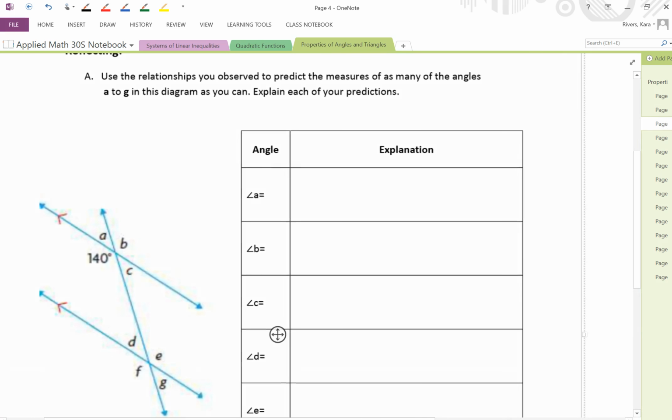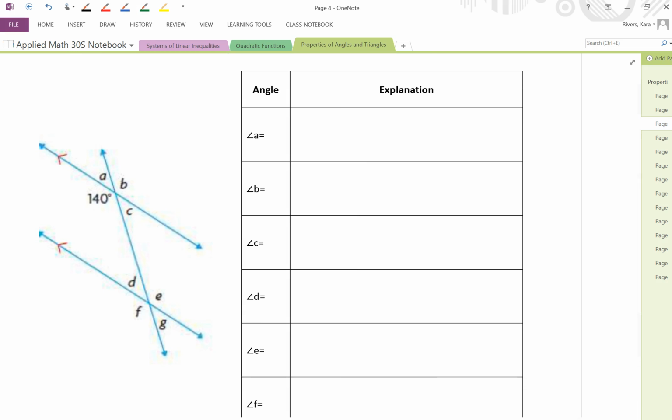It says use the relationships you observed to predict the measurement of as many angles in A to G in this diagram as you can and explain each of your predictions. Okay, so knowing what we know, this is a good time to hit pause on the video and actually try it out on your own because I think you've got this. So does it matter where you start from? No. Does it matter that some of your explanations might be different than mine? Yes, that's fine, because depending on if you actually did this in order or not, which you don't have to, will determine what your explanation is, and I'll follow that through.